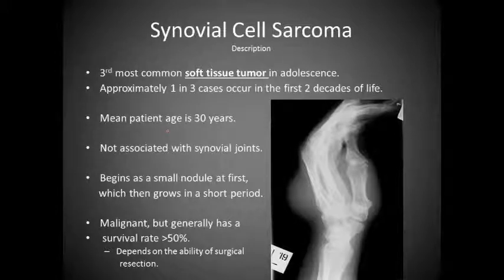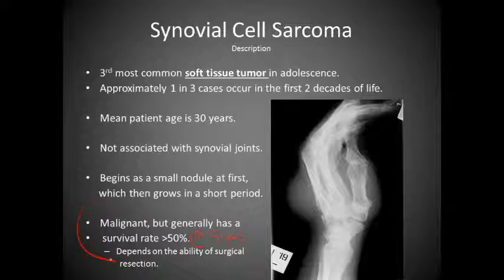Okay, so that brings us to a synovial cell sarcoma. It's the third most common soft tissue tumor in adolescence, and approximately 1 in 3 cases occur in the first 2 decades of life. The mean patient age is 30 years of age, and it's not associated with synovial joints. It begins as a small nodule at first, which then grows in a short period of time. It is malignant, but generally has a survival rate of greater than 50% at 5 years.